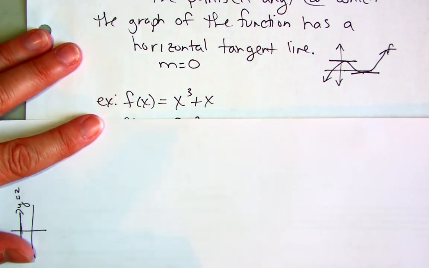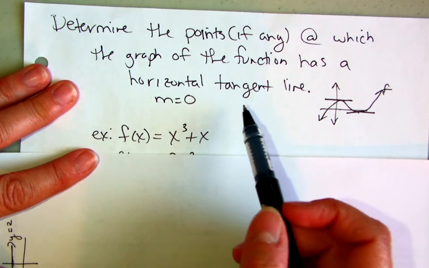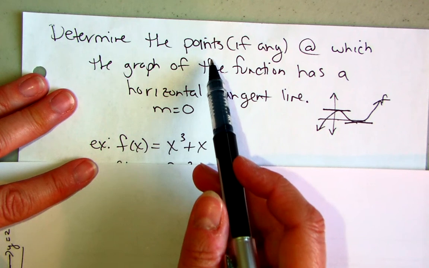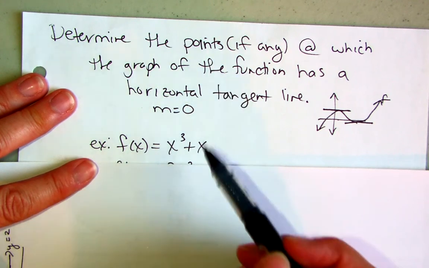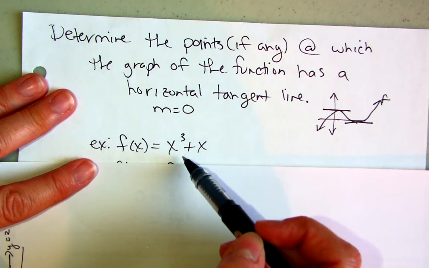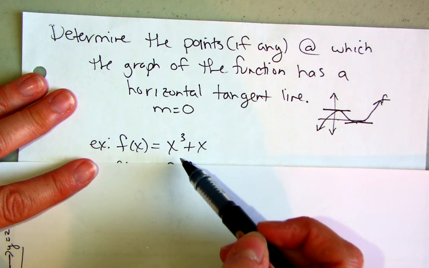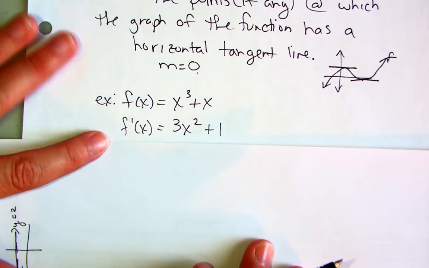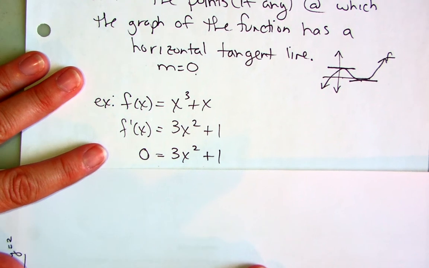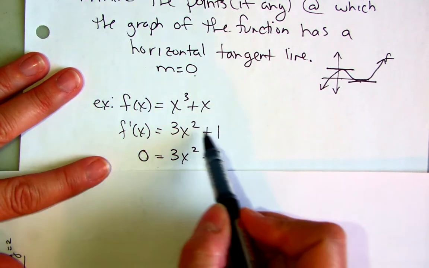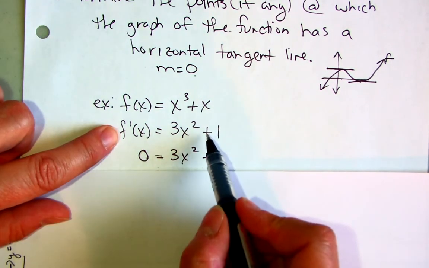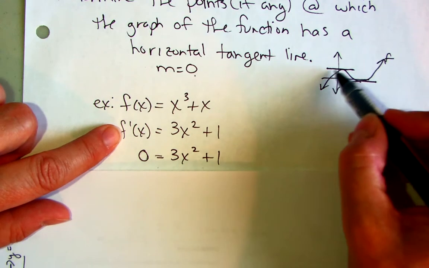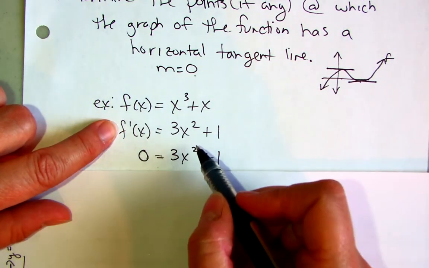My function. And what am I asking? At what points does this graph, when I take its first derivative, is it going to be equal to 0? So let's go get the first derivative, and let's just go set it equal to 0. Because I took the first derivative. What is this first derivative again? The slope of the tangent line anywhere on the graph of f.